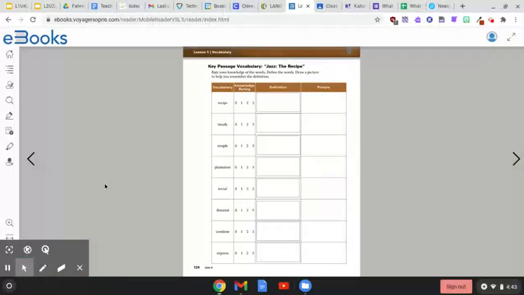Now let's read through the words. I'm going to read through the words and I want you to repeat each word after me. As you read each word, I want you to rate your knowledge of the word on the scale of 0 to 3.